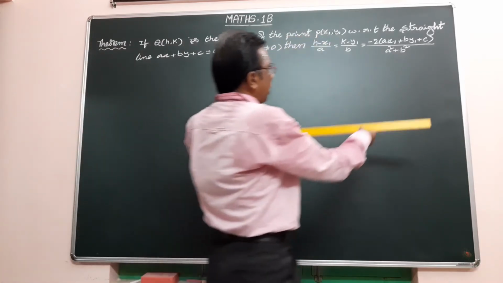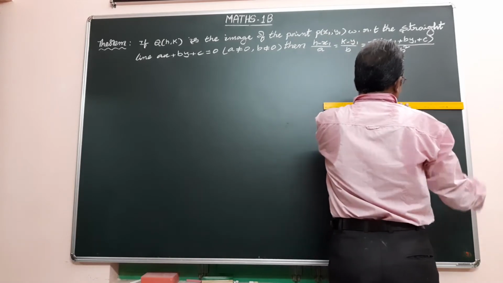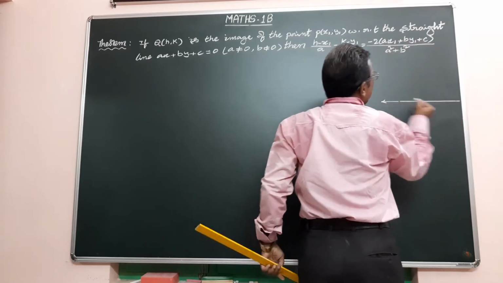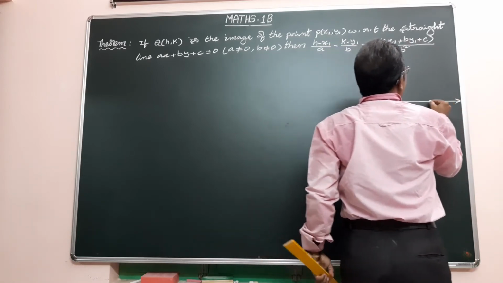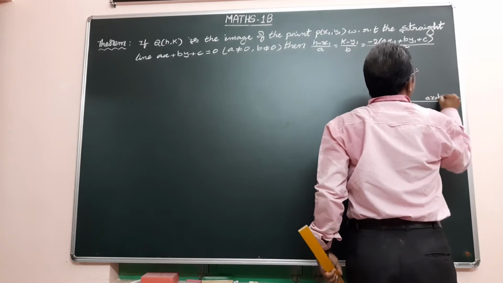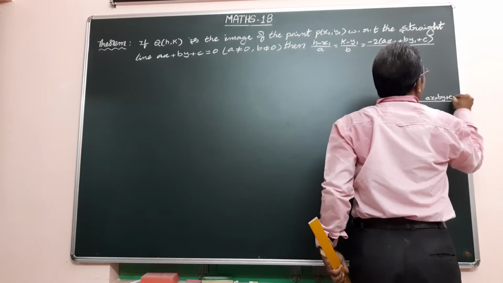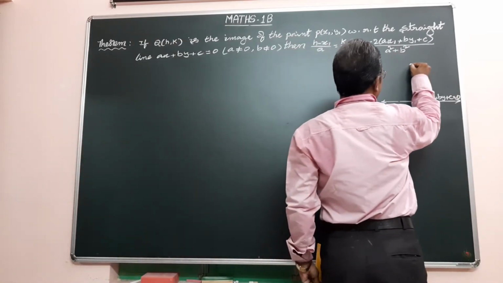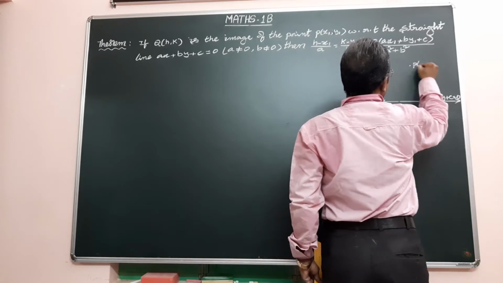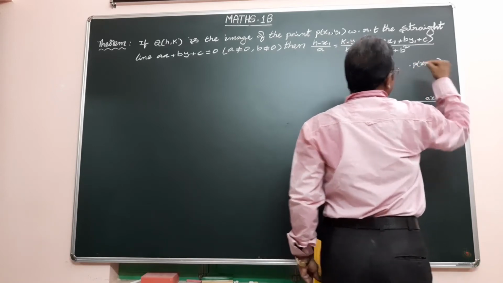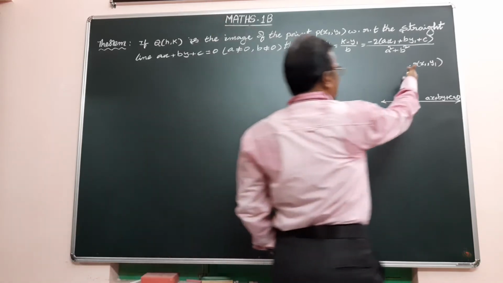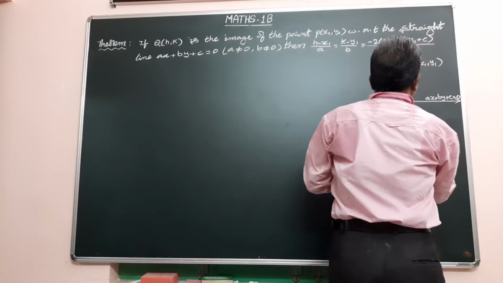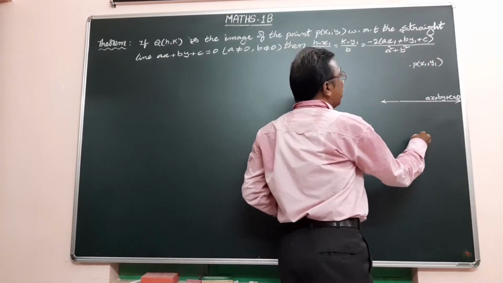Now we draw the line equation. This is ax plus by plus c equal to 0. Next we take one point P of x1 y1. This image point is Q. This point is image point Q, Q of h comma k.